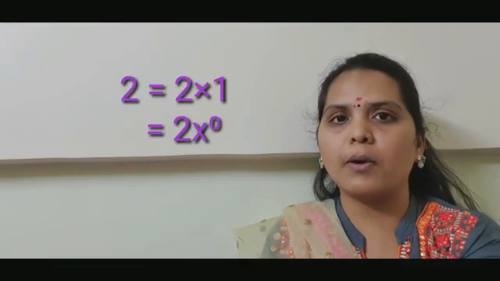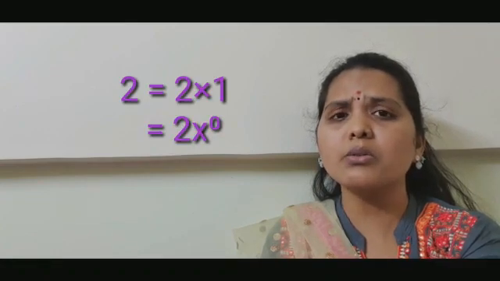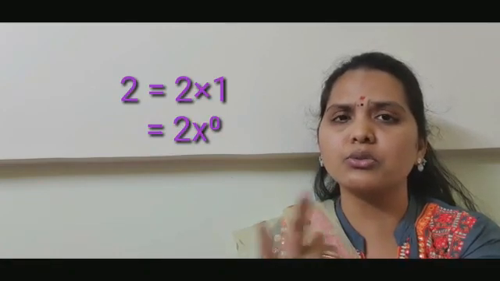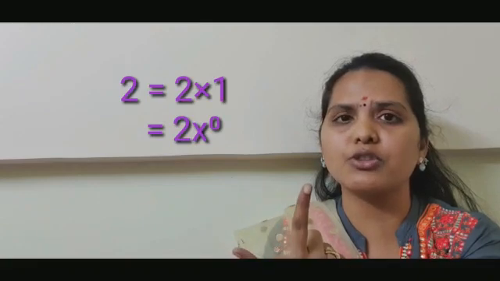Some special cases in this. Let's take one number. Is 2 a polynomial or not? Single number 2, is it a polynomial or not? I will say yes. Why? Because you can write 2 as 2 into x to the power of 0. Here anything to the power 0 is 1. So 2 into 1 is nothing but 2 into x to the power of 0.